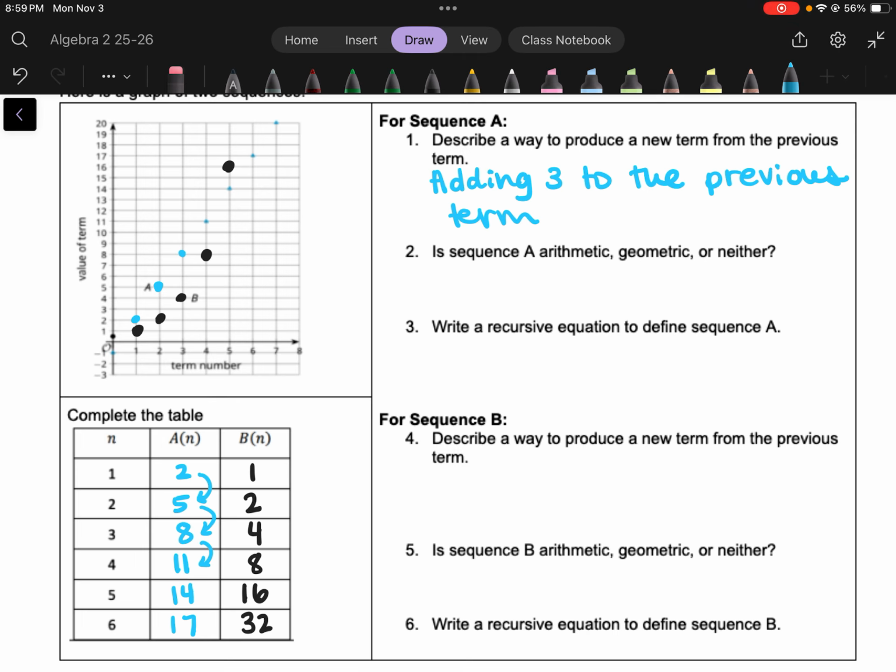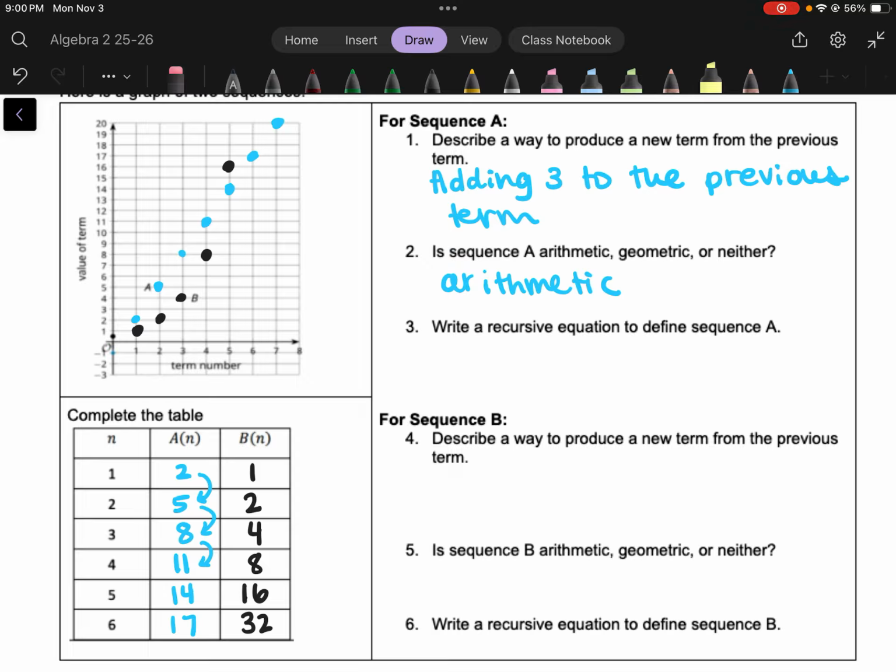Okay, so then is sequence A arithmetic, geometric, or neither? Remember, when you're adding a constant, that means it's arithmetic. You can also look at the graph. You can see that the blue dots create this linear trend. So that would be an arithmetic sequence.